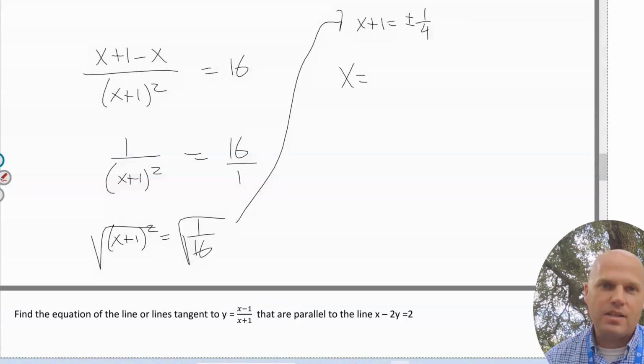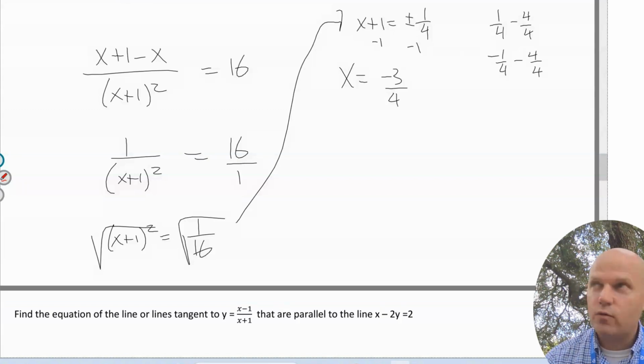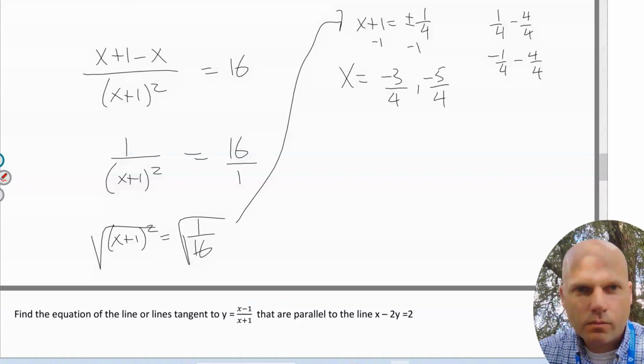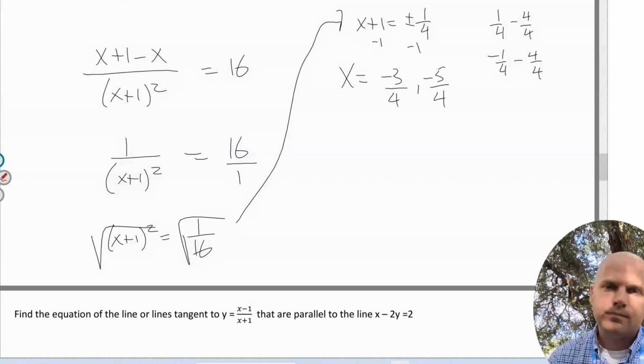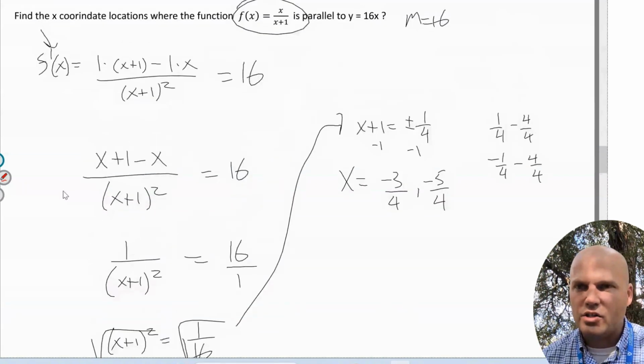Okay, now I need to subtract 1 from a fourth. So let's do 1/4 minus 4/4, and I get negative 3/4. And subtract 1 from negative 1/4, I get negative 5/4. So negative 1 plus or minus a fourth: negative 4/4, negative 3/4, negative 5/4. Okay, great. All right, but I want the equation of the line.